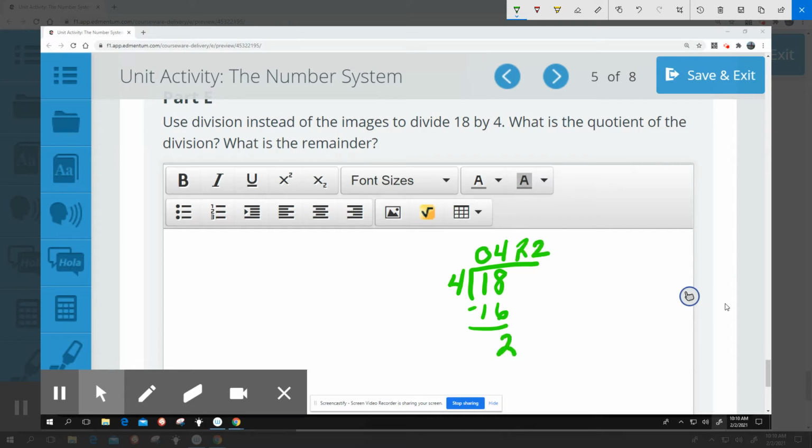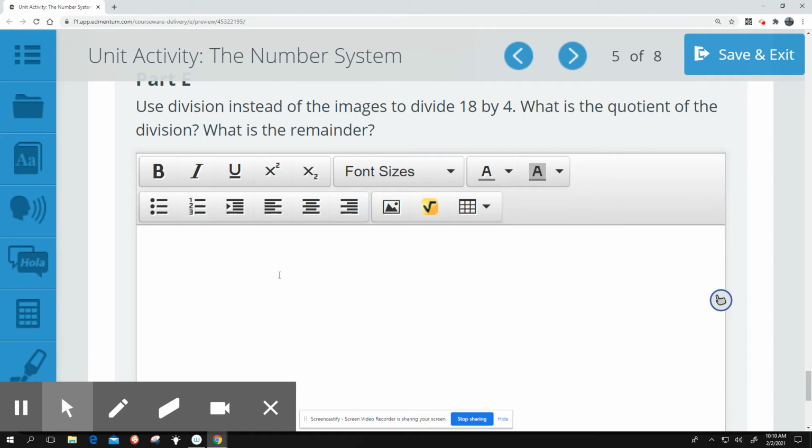I can't even work with my mouse. That's okay. I'm using a pen, so what I'm expecting from you is to just say this: 18 divided by 4 equals 4 remainder 2. I'm not expecting you to try and do that with your mouse. I think it's very challenging.